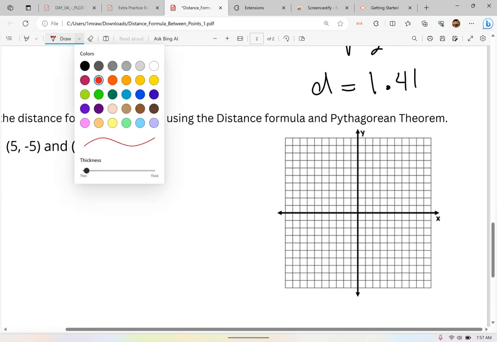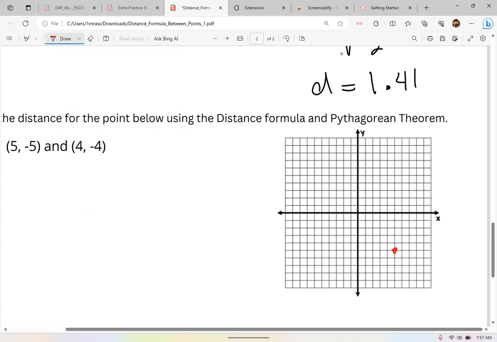You have 5 comma negative 5, so 1 2 3 4 5, 1 2 3 4 5. That's 5 comma negative 5. We'll call that point 1. And then you have 4 comma negative 4, 1 2 3 4, 1 2 3 4. I don't know why we would do 5 negative 5, 4 negative 4. That makes a very, very small right triangle, a very short distance. Let me make sure I didn't read that wrong. I did not read that wrong.